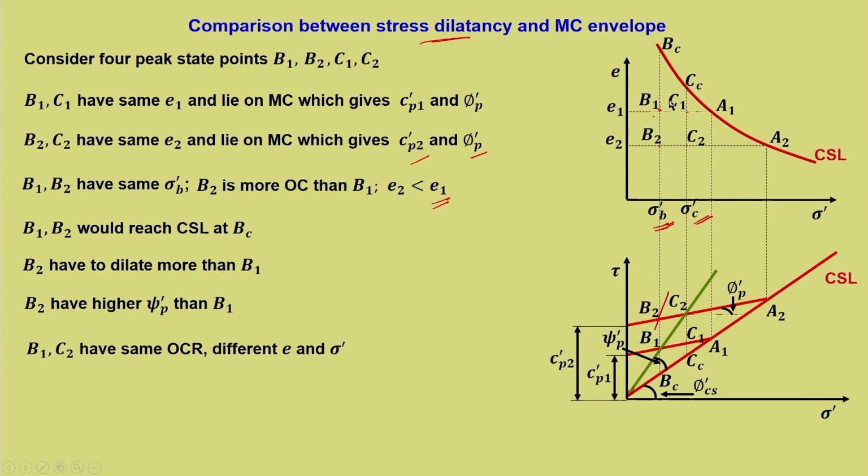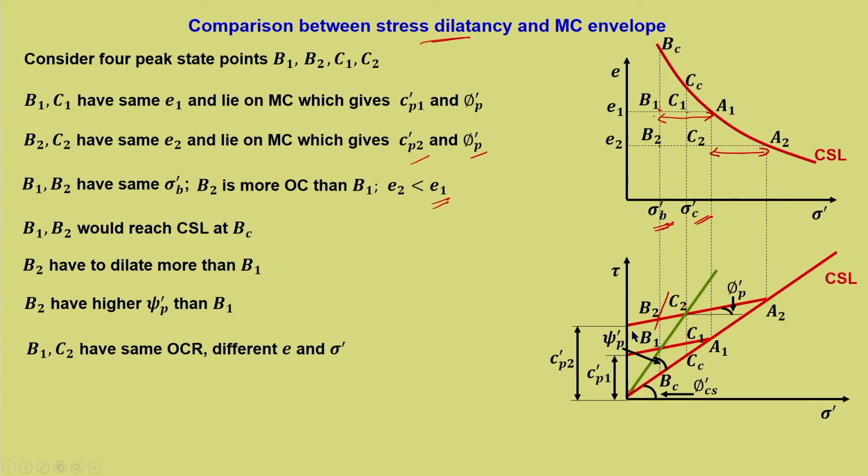Now let us consider B1 and C2. This point B1 and C2 has got the same over consolidation ratio. Now if you see B1 from here and C2, these are the same over consolidation, or the over consolidation ratio at B1 and C2 are same, and that is very clear from here because this particular line passes through B1 and C2, and the dilation angle is psi dash P.